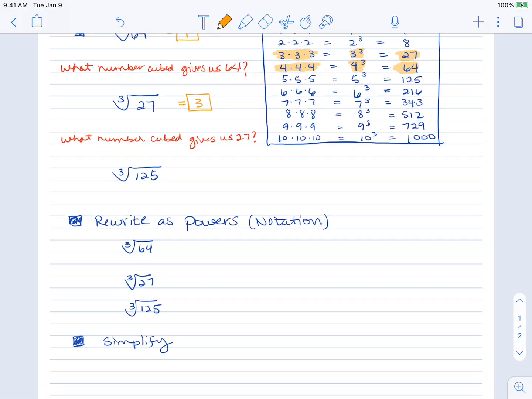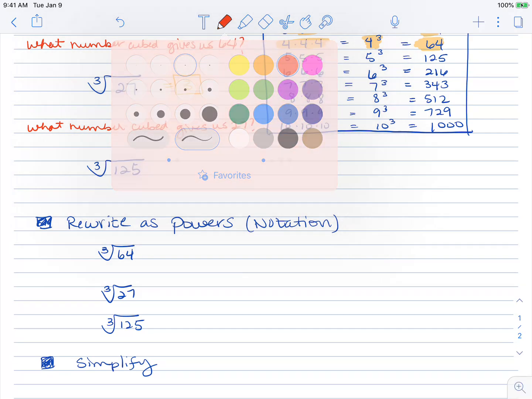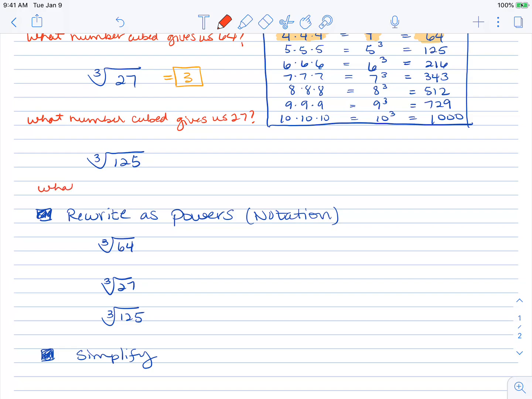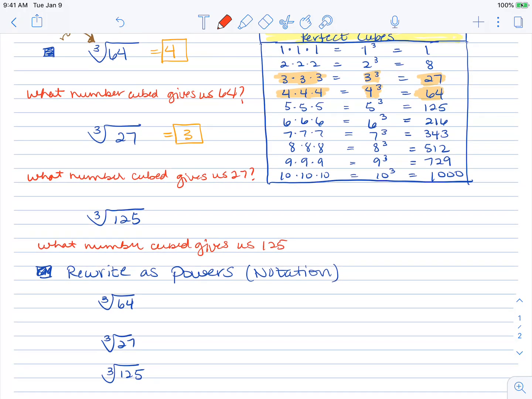So the next one, because I have this index of 3, it's asking what number cubed gives us 125. If I go up to my handy table here, I've got 125, and 5 times 5 times 5, or 5 cubed, would give me 125. That's what that would be.